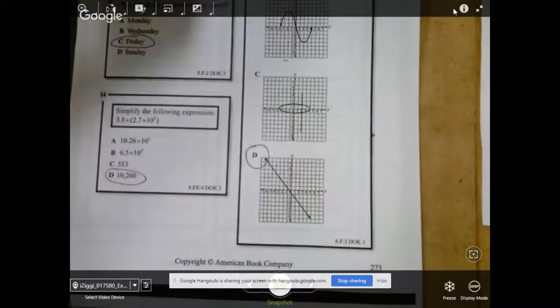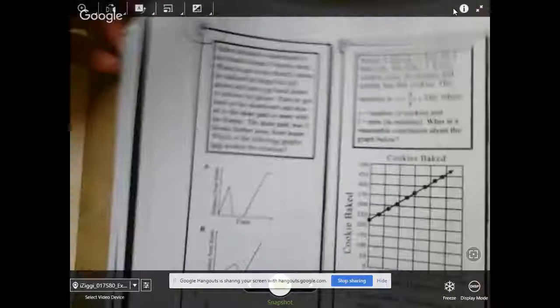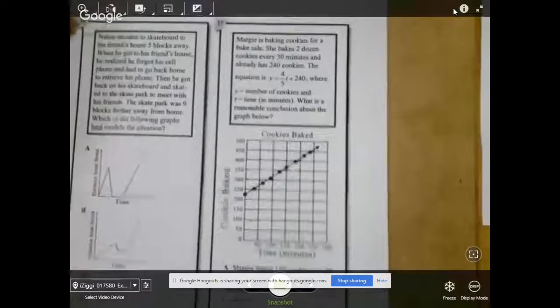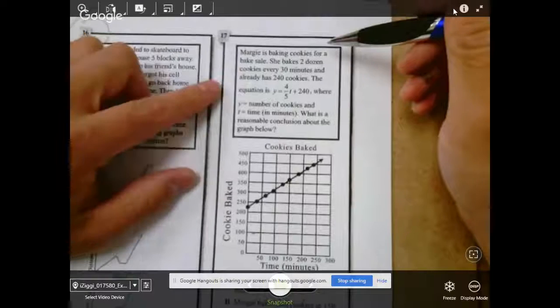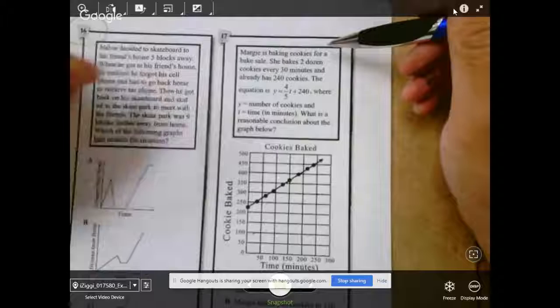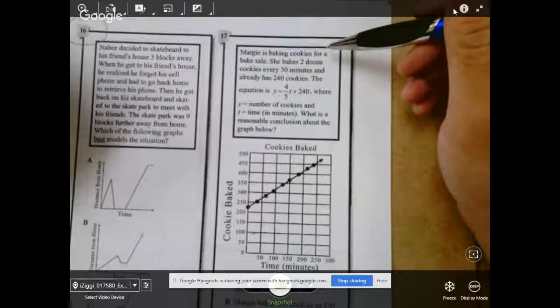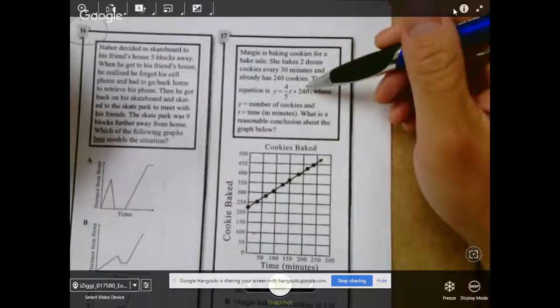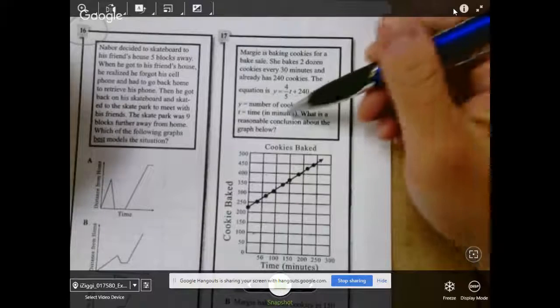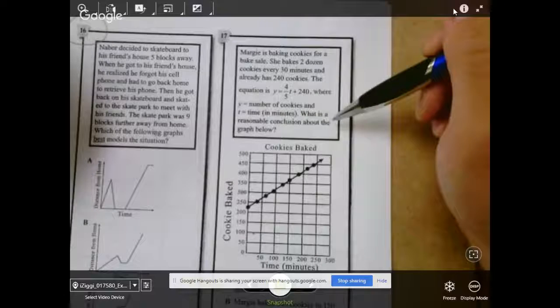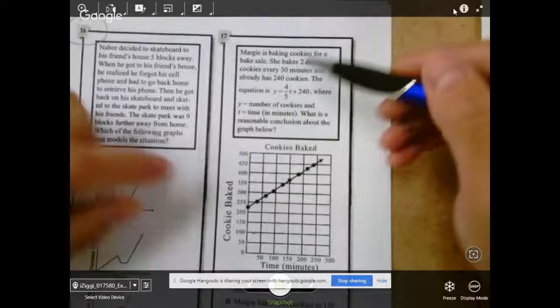All right. Number 16 in class. Number 17. Margie is baking cookies for a bake sale. She bakes 2 dozen cookies every 30 minutes and already has 240 cookies. The equation is y equals 4/5 x plus, and you see the rest of it there. What is the reasonable conclusion about the graph below? The graph and the equation are the same. This equation represents this graph.